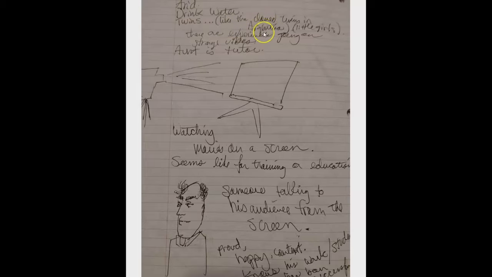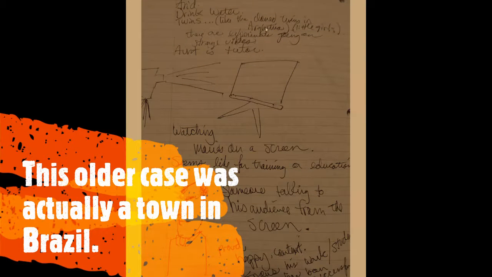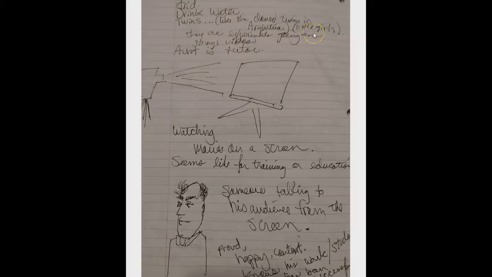Twins, like clone twins in Argentina, little girls. So now I know, if I think back, there was apparently this eugenics program with twins in Argentina. There are experiments going on. Now, are there still experiments going on there? I don't know. But strange vibes.